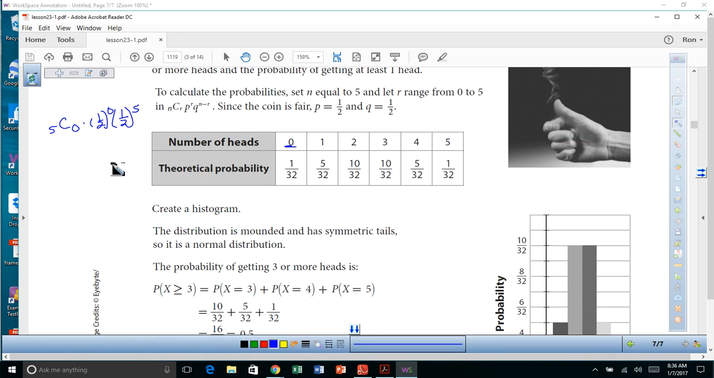Okay. So how did they get 5 over 32? So that's going to be 5 choose 1 times 1/2 to the 1 power and 1/2 to the 4th power. All right, let's do that.